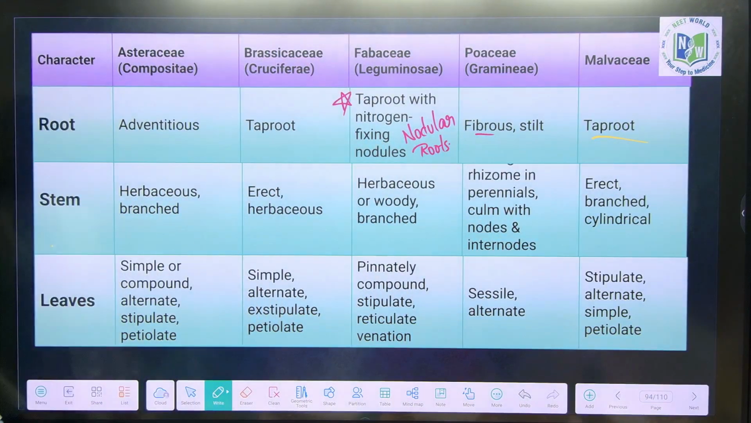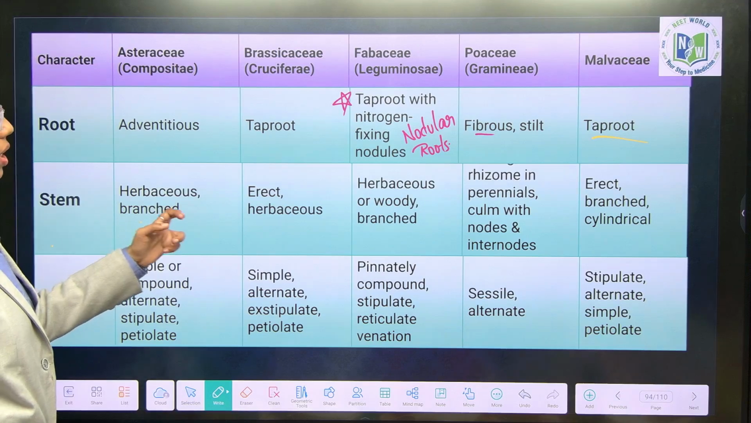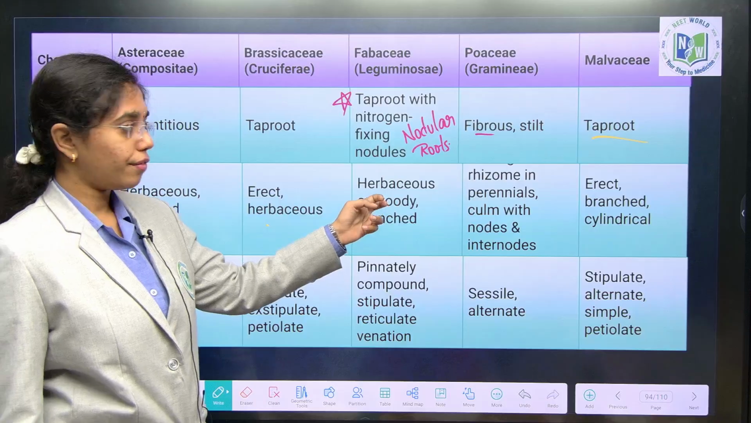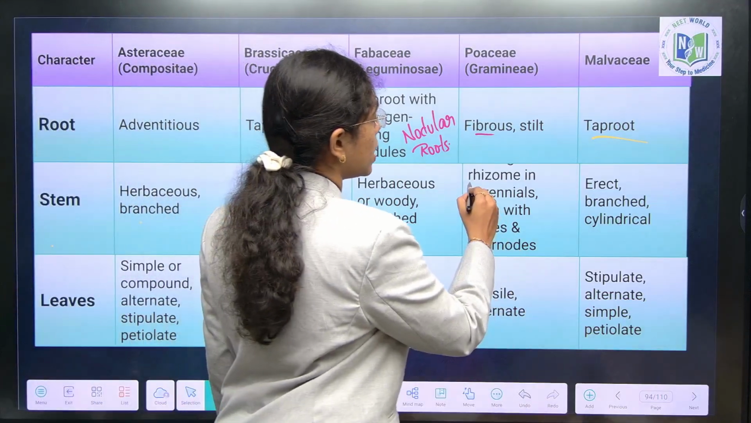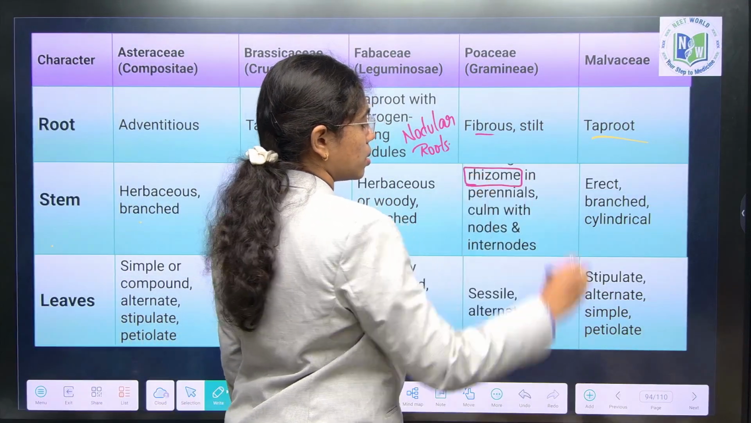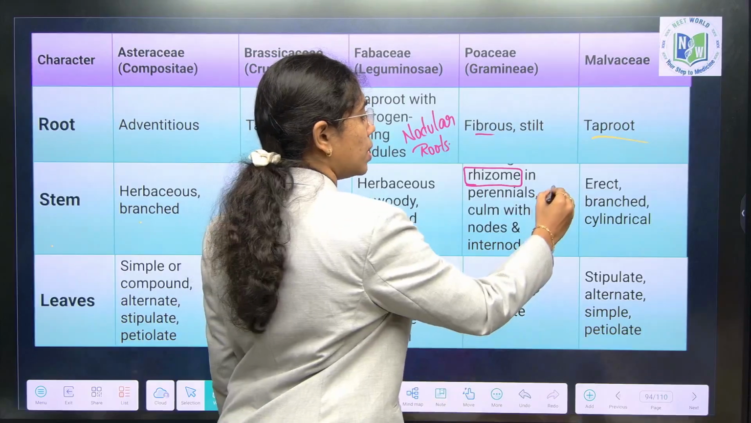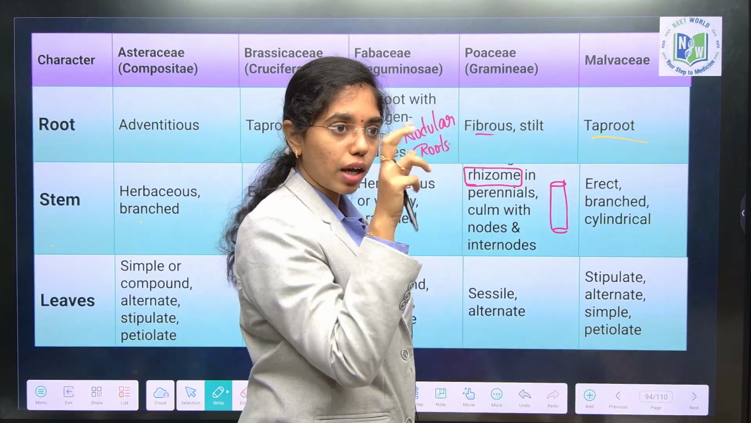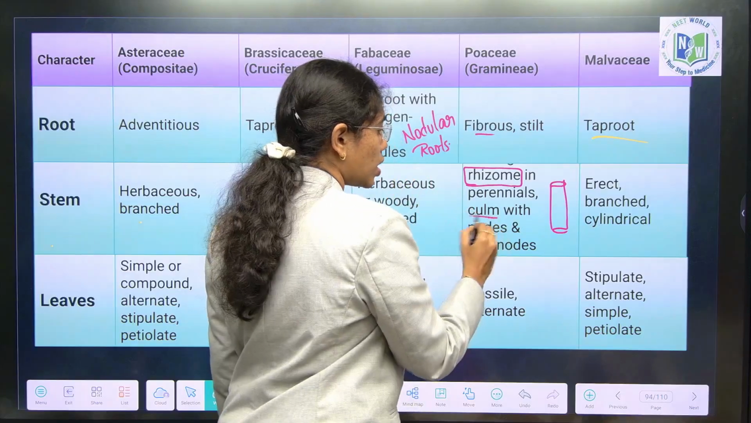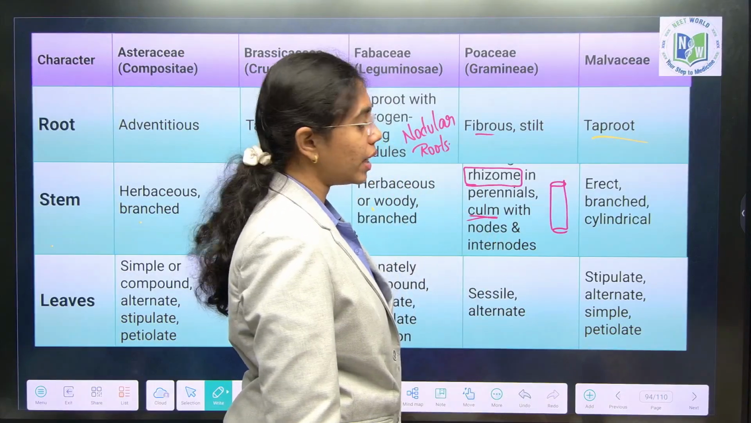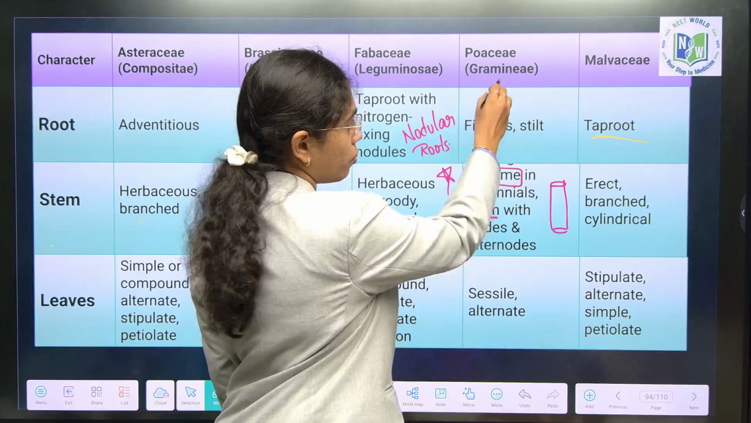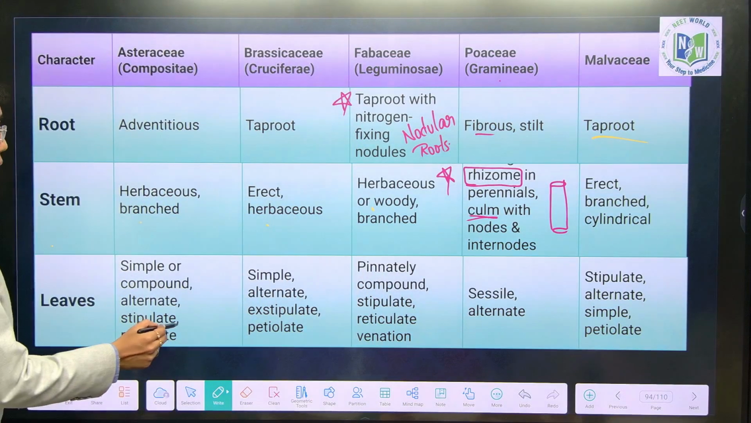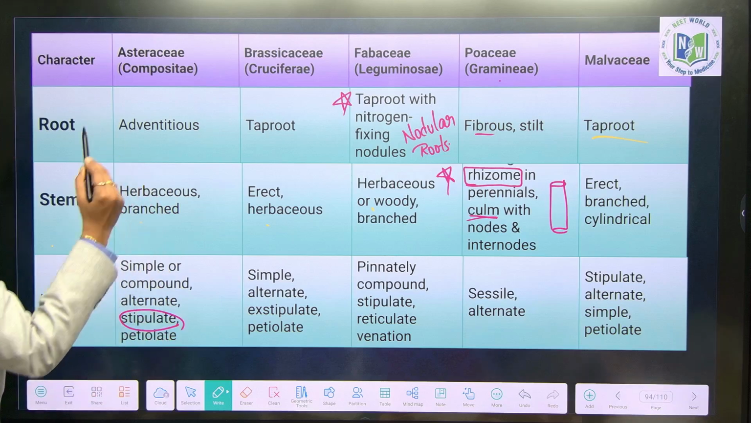Next is stem. Herbaceous branched in Asteraceae, erect and herbaceous in Brassicaceae, herbaceous and woody in Fabaceae. Rhizome you can see in perennials. Culm means hollow branches. You can see bamboo branches, right, which are hollow inside. That is known as what? Culm, with nodes and internodes. This is a characteristic feature of what? Poaceae.